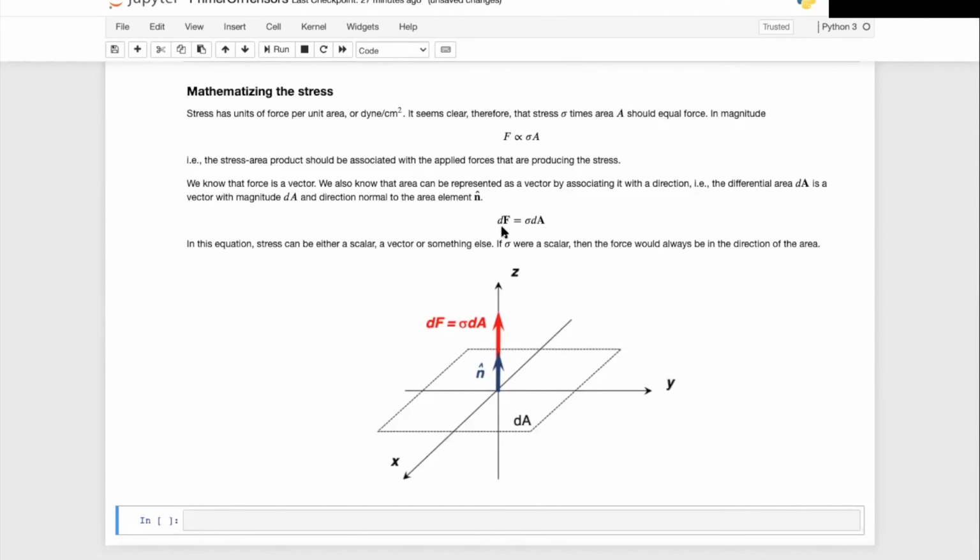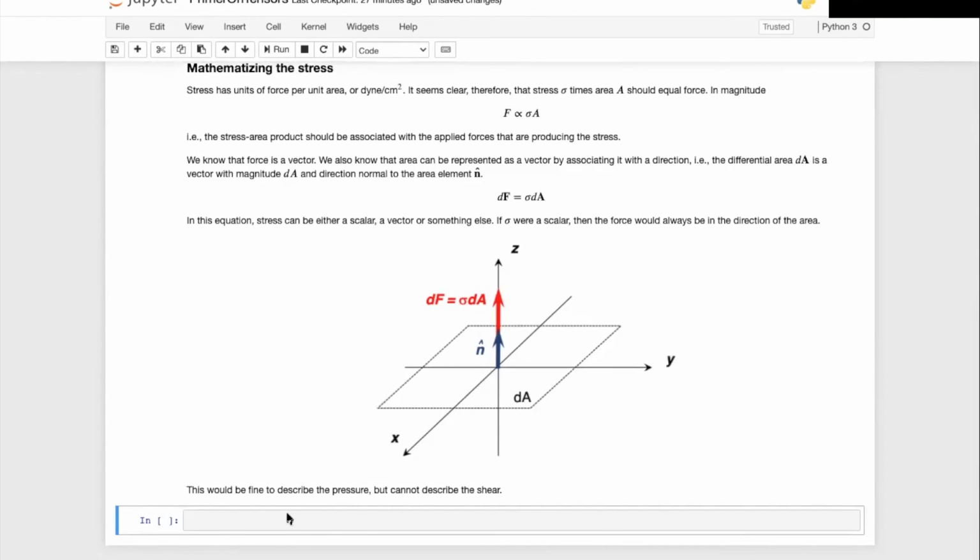So in this equation here, dF equal to sigma times dA, stress sigma can be either a scalar, a vector, or something else. Now, if sigma was a scalar, if the stress was a scalar, then that means that the force would always be in the same direction of the normal to the area. And while this would be okay to describe the pressure, this cannot describe the shear. It does not account for the parallel stress.